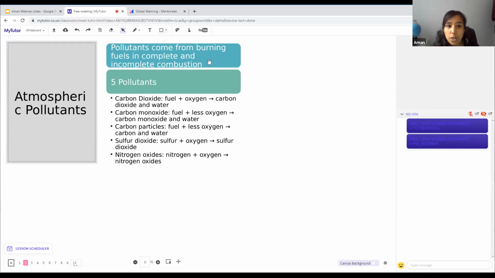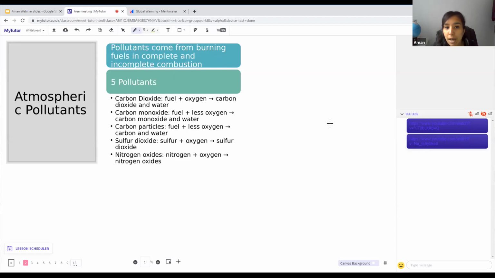These pollutants come from burning fuels in complete and incomplete combustion. We've looked at combustion lots and lots over the past couple of weeks, and today we're just going to consolidate that and bring it all together. The main pollutant that is also a greenhouse gas is carbon dioxide. When we burn hydrocarbons or fuels with oxygen, so when I say burn, I mean reacting them with oxygen, we produce carbon dioxide and water.